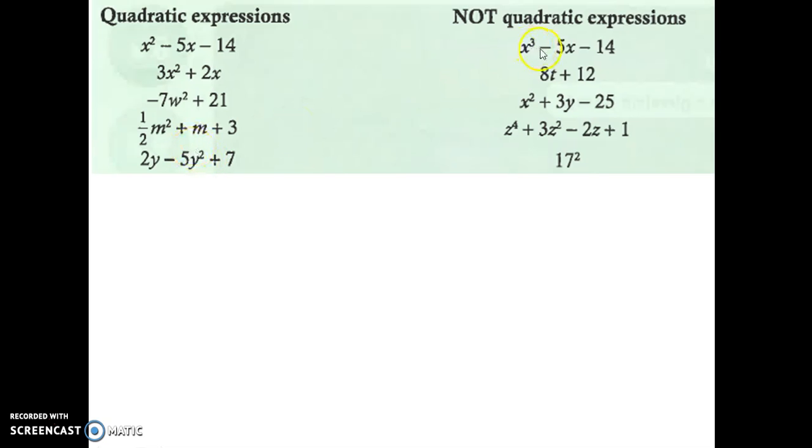All right, it's not a quadratic if the exponent is bigger than 2. So here's a cubed, a 3, that's not a quadratic. Here there is not a 2, it's only a p to the first power, so that's not quadratic. Here it has x squared, but it also has y. When there's two variables, it's not quadratic. Here it has a power of 4, no good, and then this has no variable at all.